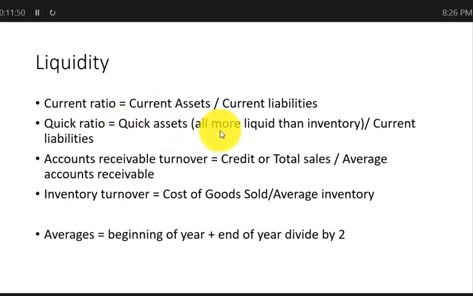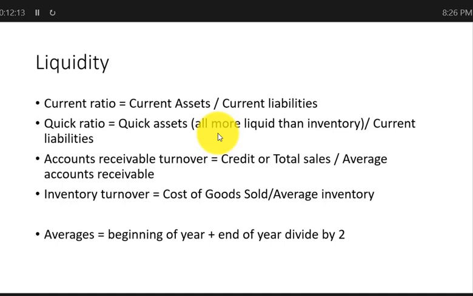And quick assets is defined as anything more liquid than inventory. We list on the balance sheet assets in order of liquidity. So if it's listed above inventory, it's more liquid. Literally on the balance sheet, if it's above inventory, it's more liquid, and that should be included in quick assets.